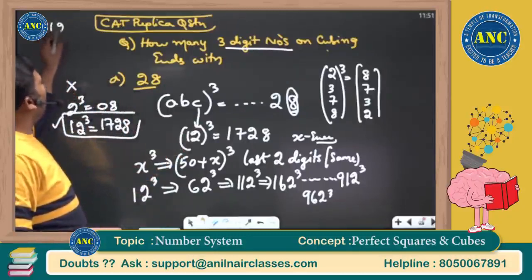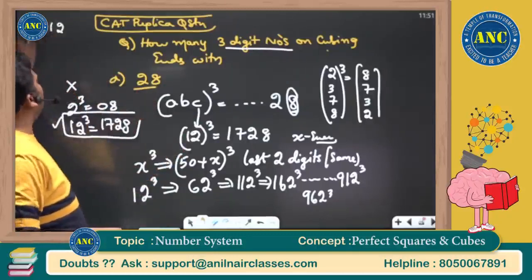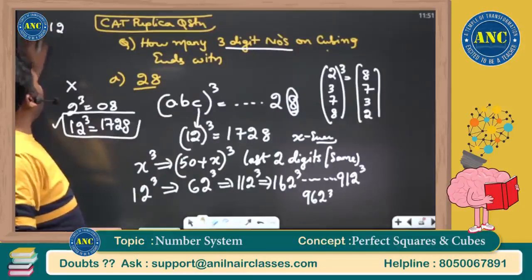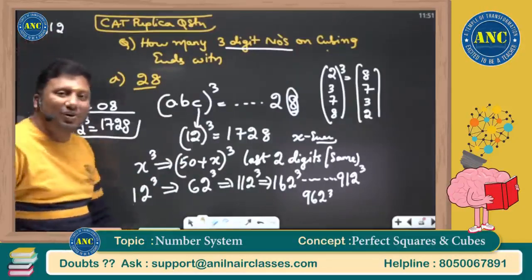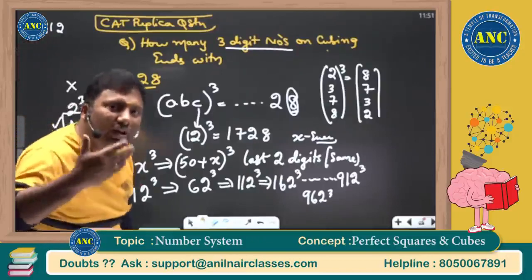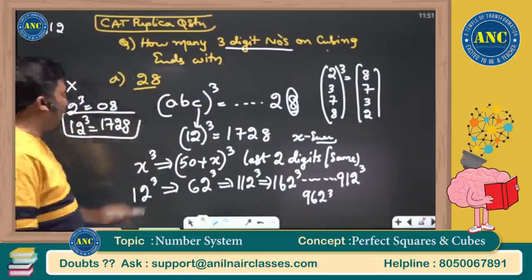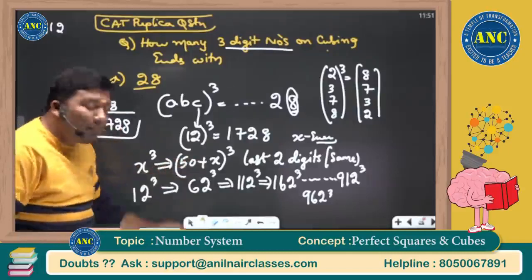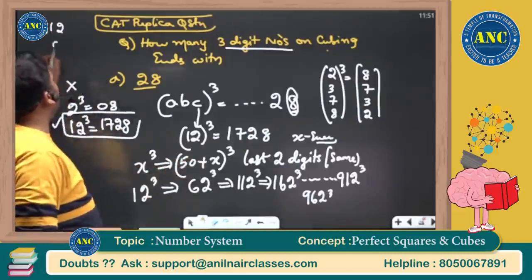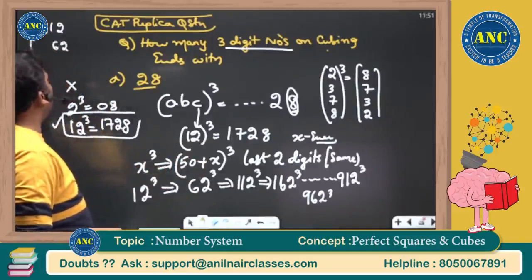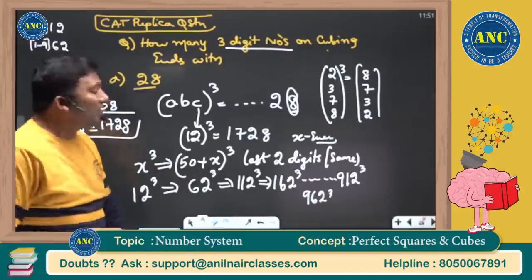We got 12, but we require a 3-digit number. So the hundreds place can range from 1 to 9. Yes or no? It can be 112, 212, 312, 412, 512, 612 and so on up to 912. If it is 12, 50 plus 12 is 62 cube. The next number is 62. I want a 3-digit number, so the hundreds place can take any value from 1 to 9.